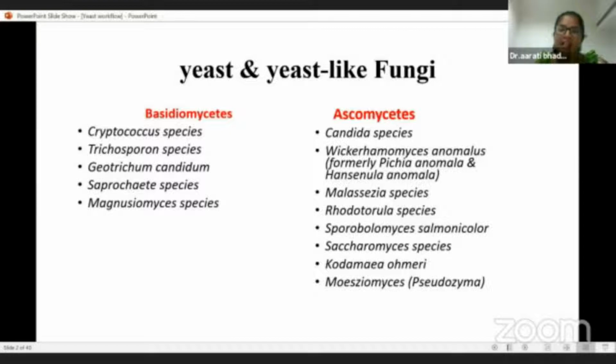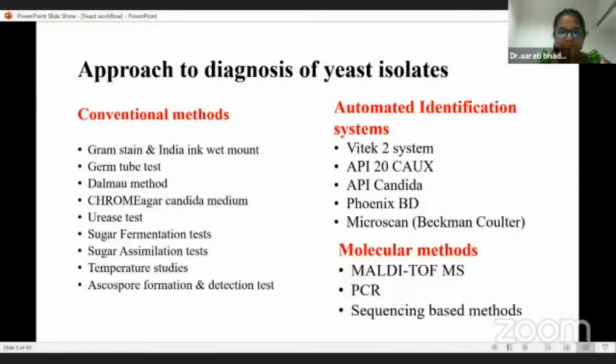When I was new, I used to think that any yeast colony that came was some type of Candida species, but there are so many species which will give yeast-like growth. So we have to do a differential with that. For approaching the diagnosis of a yeast isolate, we have conventional methods, automated identification systems, and molecular methods.